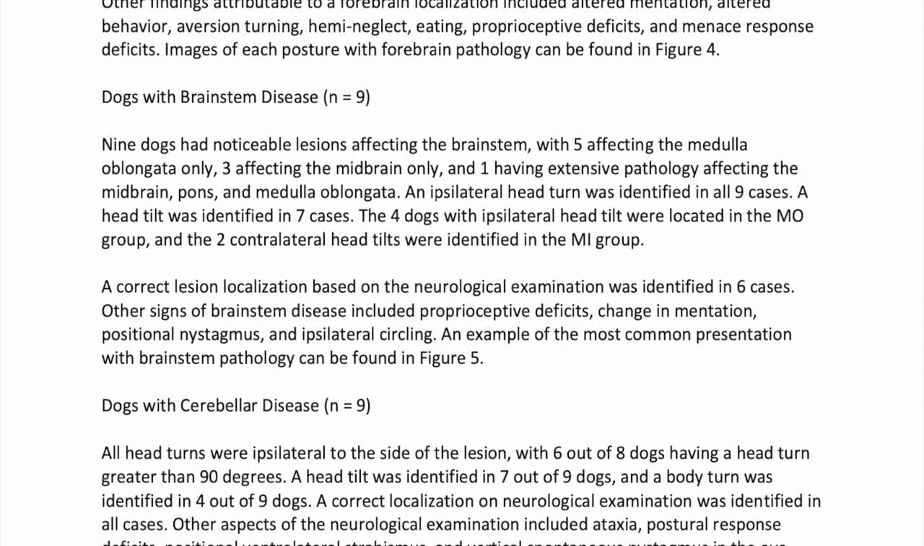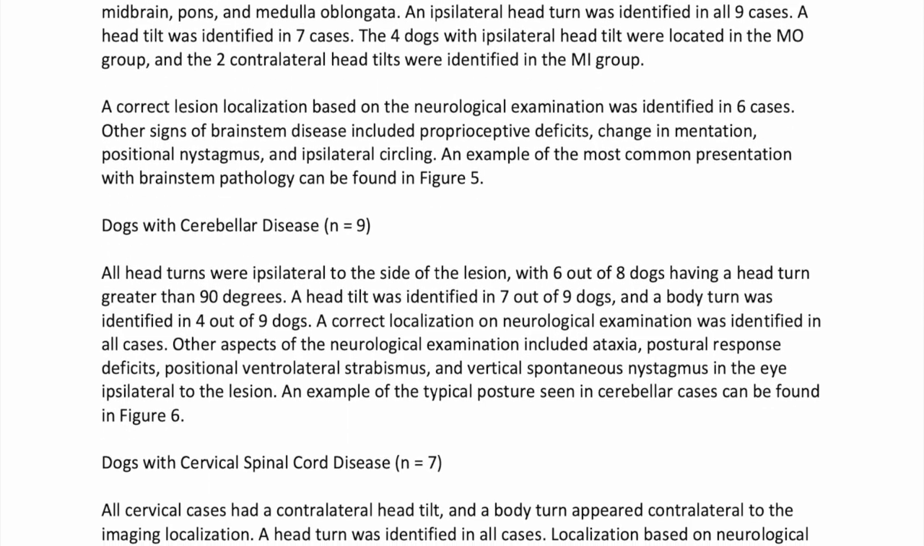Dogs with brainstem disease, N equals 9. Nine dogs had noticeable lesions affecting the brainstem, with 5 affecting the medulla oblongata only, 3 affecting the midbrain only, and 1 having extensive pathology affecting the midbrain, pons, and medulla oblongata. An ipsilateral head turn was identified in all 9 cases.